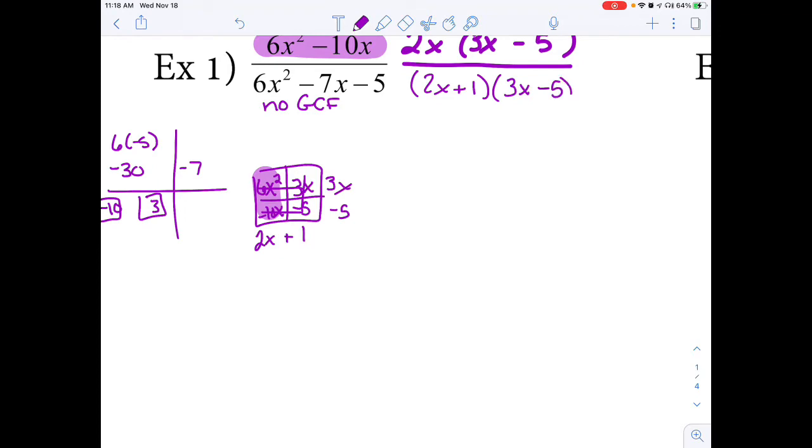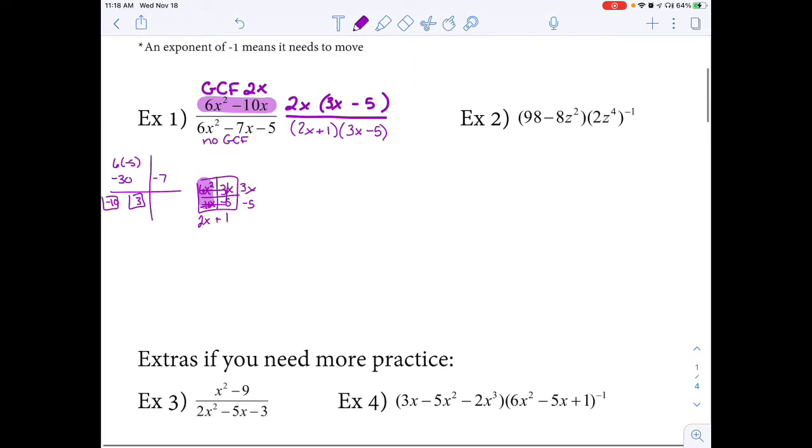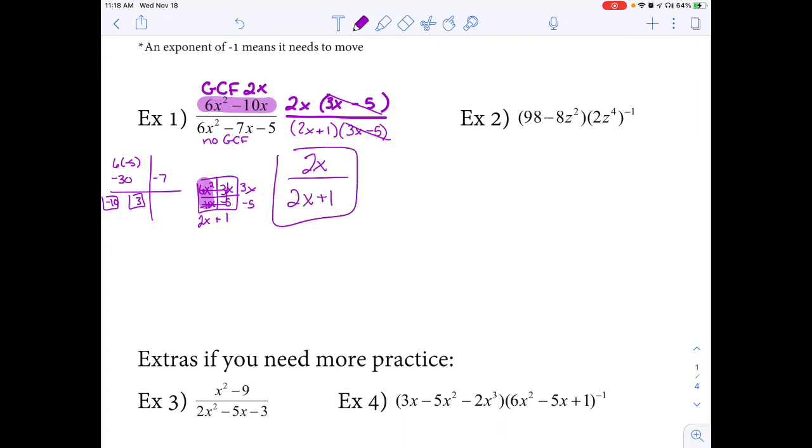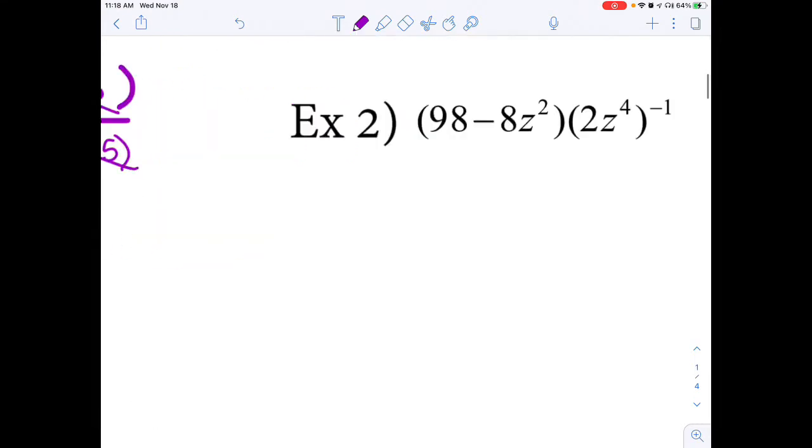And hopefully you can see that the binomial of 3x minus 5 cancels. And this is a great opportunity for me to tell you this monomial of 2x does not cancel part of this binomial. You can only cancel monomials with monomials and binomials with binomials. So my final answer is 2x over 2x plus 1. So we reduced it after we factored it.